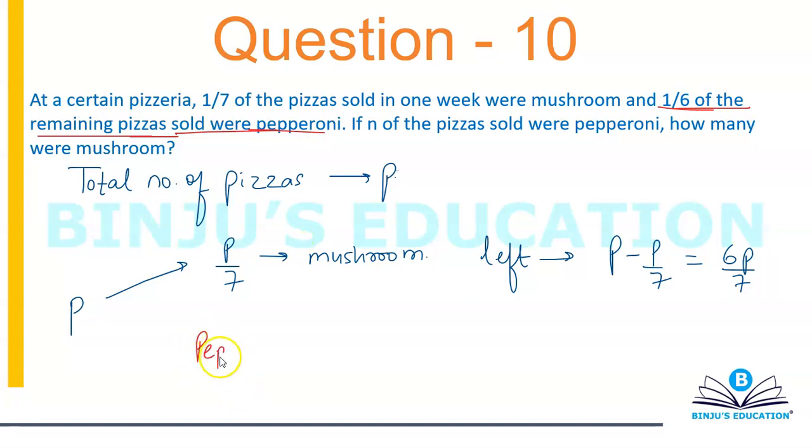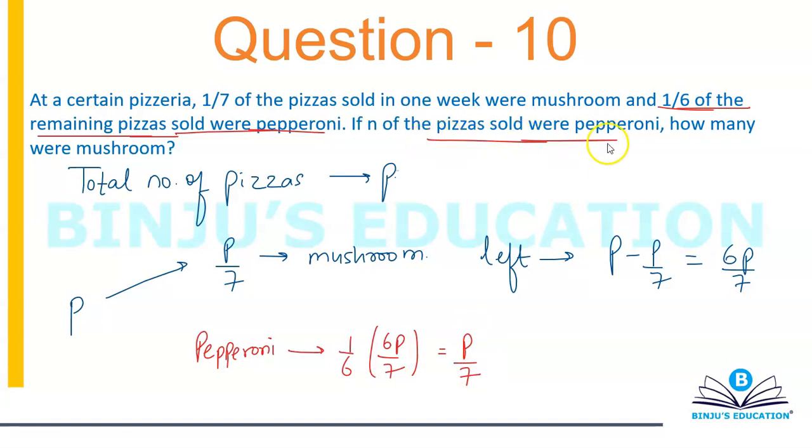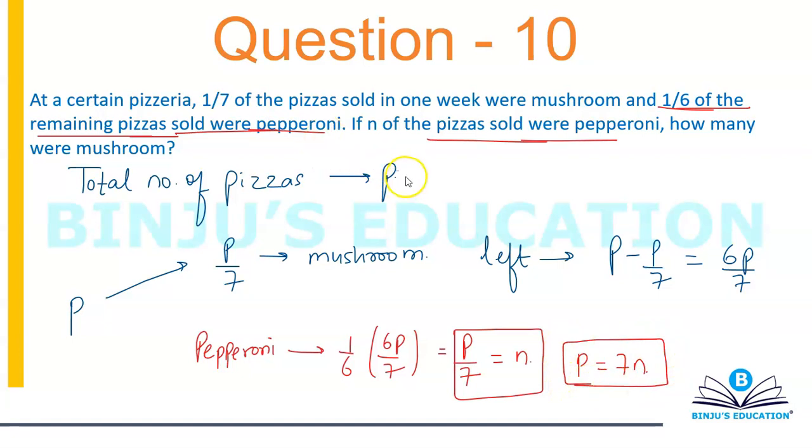So you can say that pepperoni will be 1 by 6 into 6p by 7. So that's basically p by 7. And now this is basically equal to n, which means p here is equal to 7n. How many were mushroom? So mushroom will simply be 7n by 7, which is again equal to n.